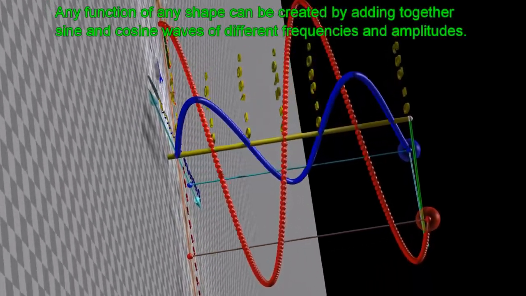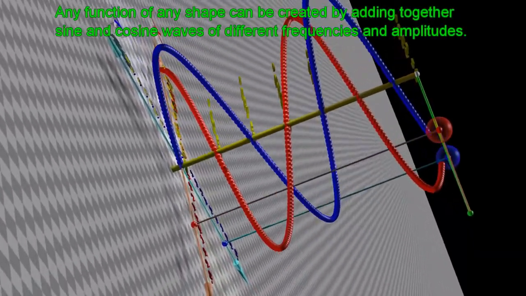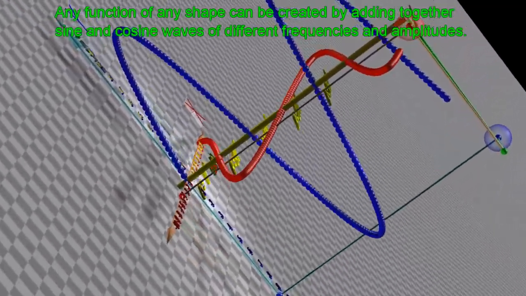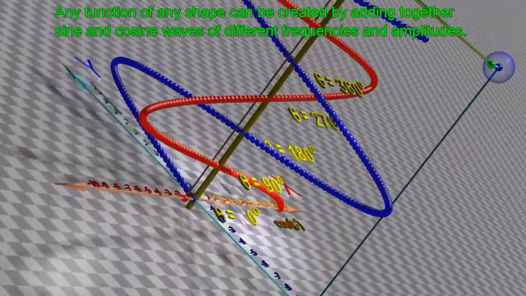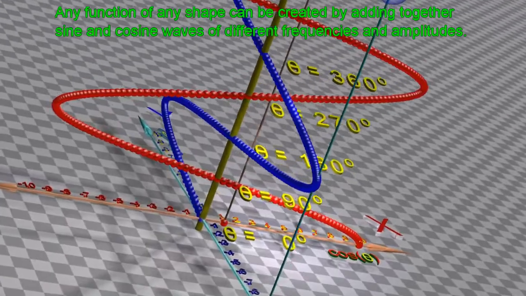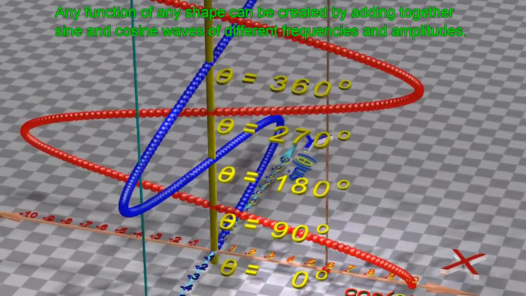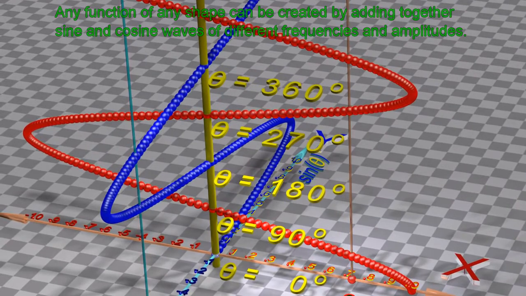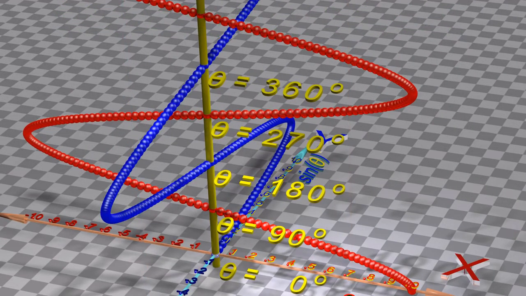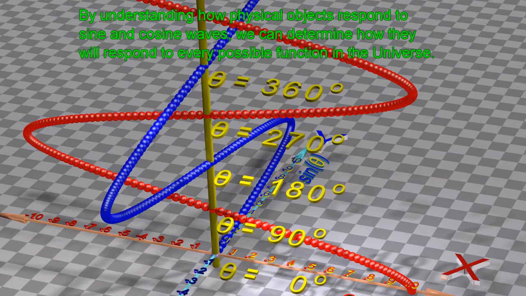Any function of any shape can be created by adding together sine and cosine waves of different frequencies and amplitudes. By understanding how physical objects respond to sine and cosine waves, we can determine how they will respond to every possible function in the universe.